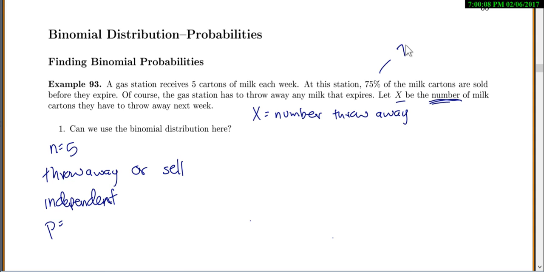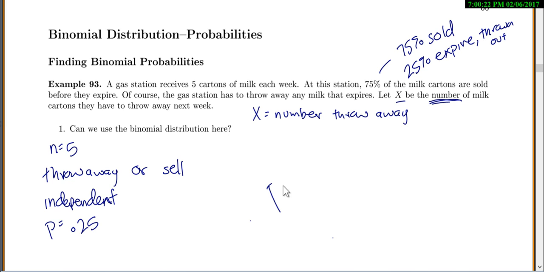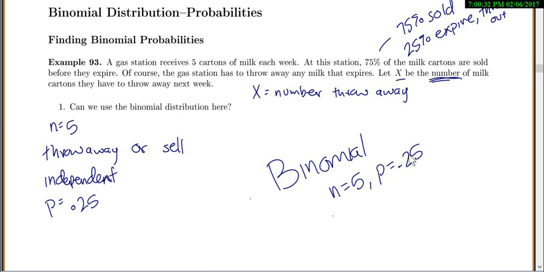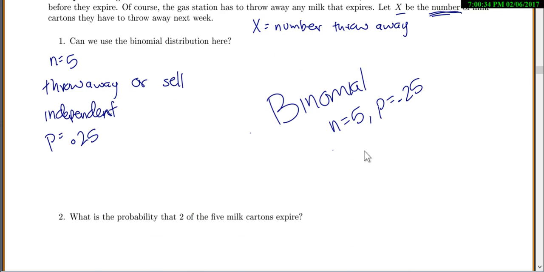If 75% are sold, then that means 25% expire and are thrown out. So our probability would be 0.25. So this does look like it would be binomial, and we have n equals 5, p equals 0.25. So yes, you can use the binomial distribution. Now, what is the probability that 2 of the 5 milk cartons expire?